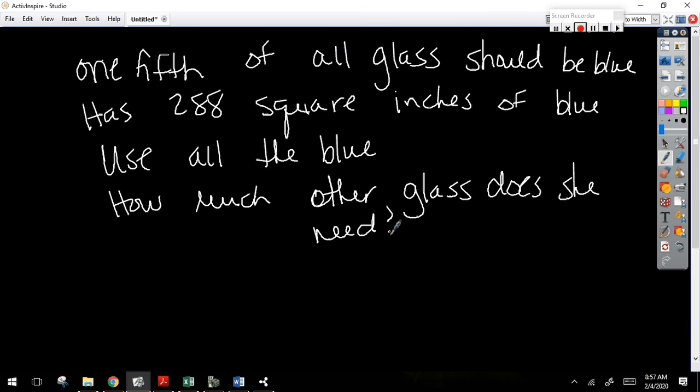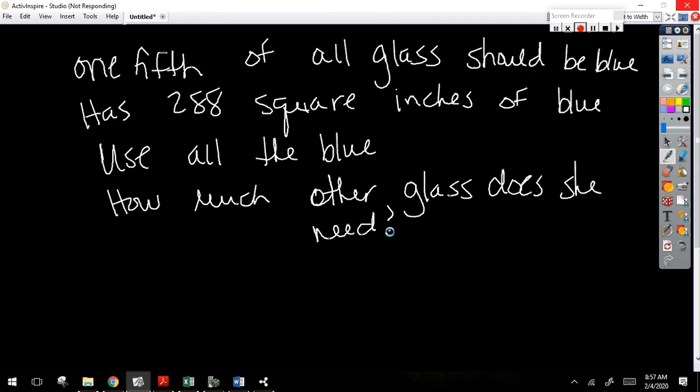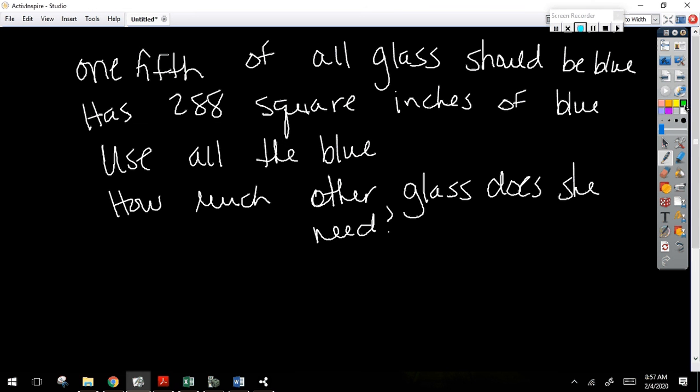I told you yesterday that the word is always means equal. There's another key word in here that'll help you if you know what it always means. Of. What does of always mean? Multiply. Of always indicates to me to multiply.